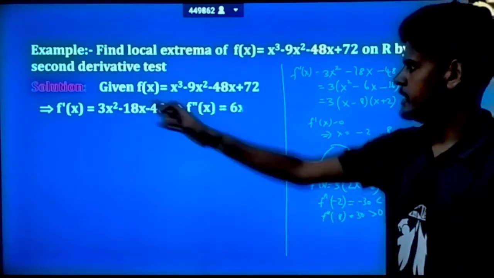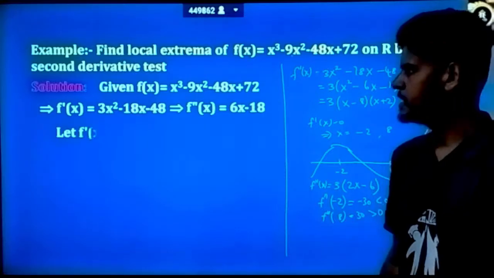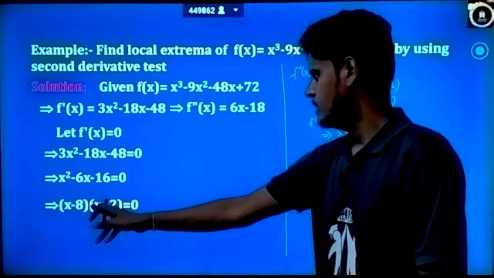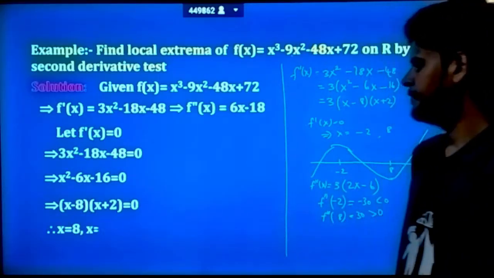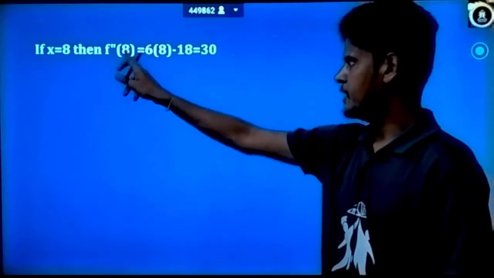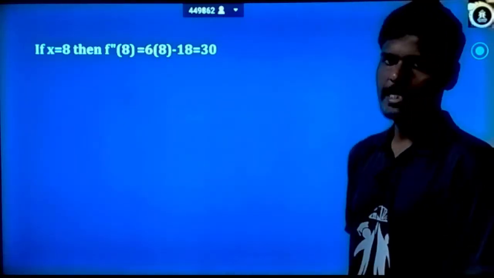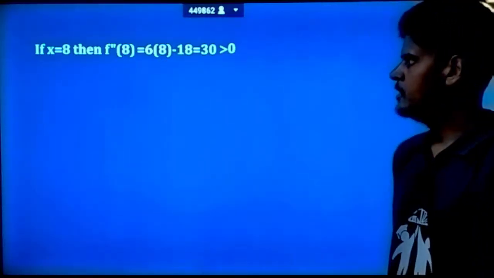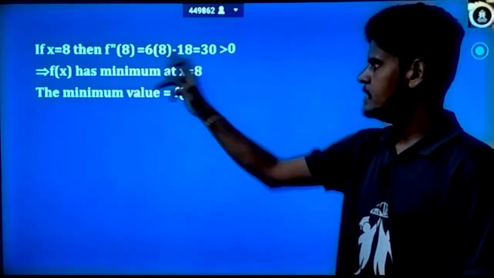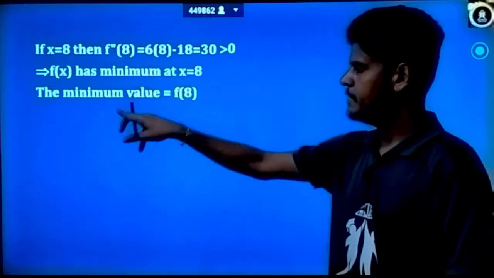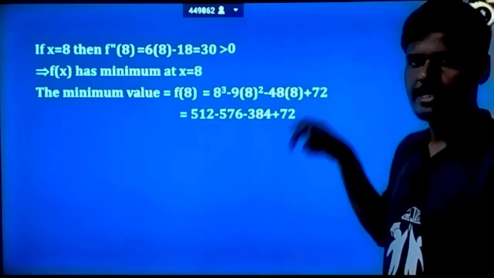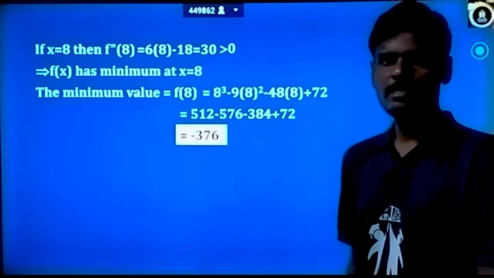F of x is given. What is f dash of x and f double dash of x? Then f dash of x equal to 0 means what are the critical points here? Minus 2 and 8. Next, find f double dash at the points. F double dash at 8 will be 30, that is greater than 0. So the point at 8 is the minimum value. It has a minimum value at 8, and what is the minimum value? That is f of 8. So just substitute in the function, then we will get the answer.